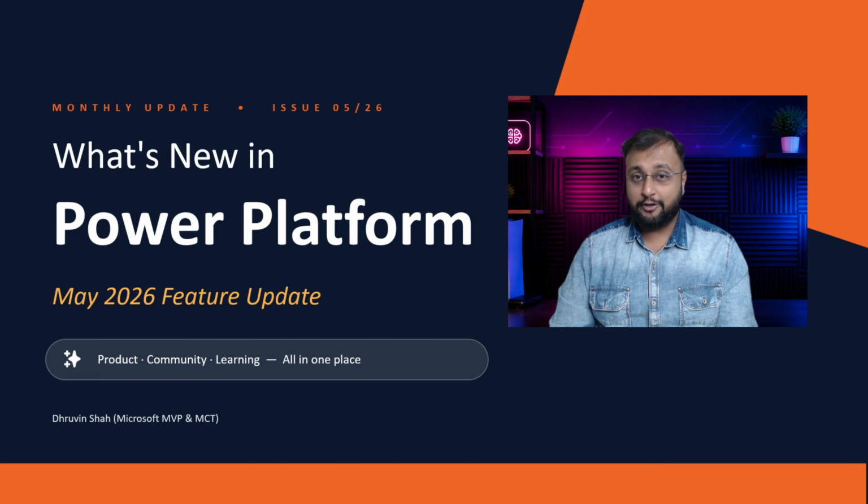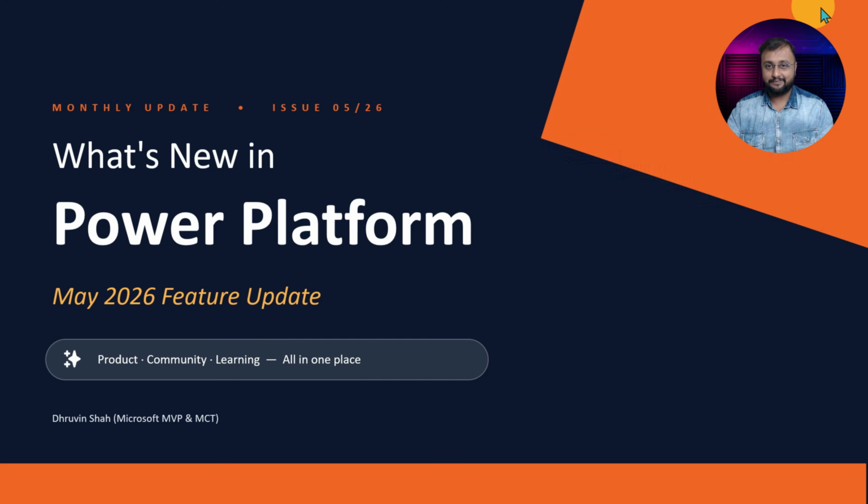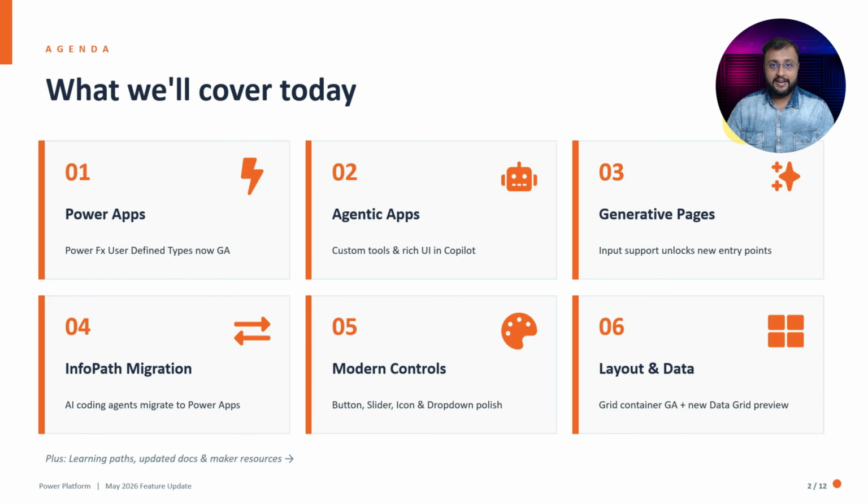Throughout this month many new announcements have happened, so let's take a quick summary around that. Overall, I have divided the different features released this month into 6 categories. Number 1 Power Apps, number 2 Agentic Apps, number 3 Generative Pages, number 4 Infopath Migration, number 5 Modern Control Update, and number 6 Layout and Data related updates. So now let's deep dive into each section.